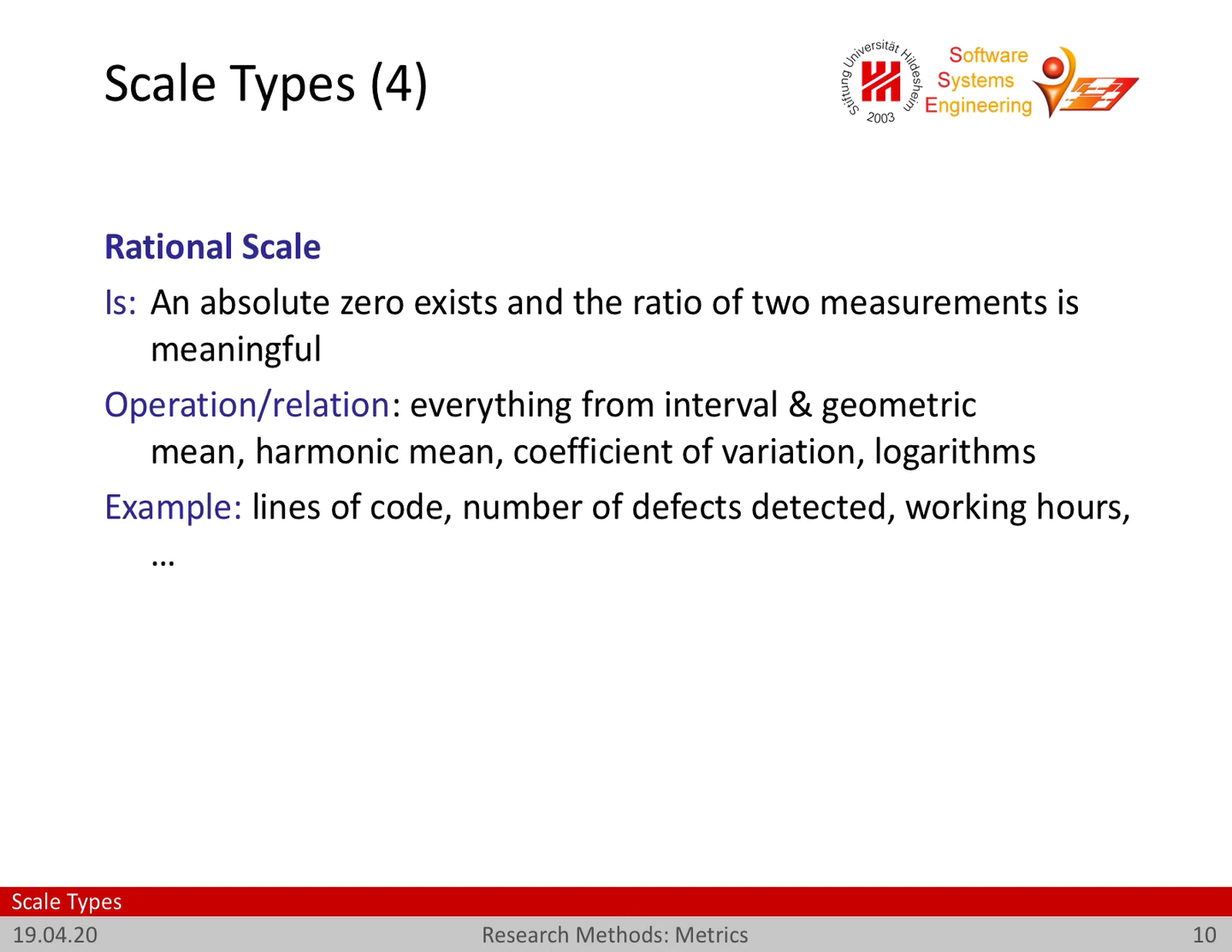The last scale we want to look at is the ratio scale. This is the most powerful scale of all four. In this case, an absolute zero exists, and the ratio of two measurements actually has a meaning in the domain we are talking about, meaning it's reality. So we could talk about something like half the temperature. And I will return to that in a moment, because half the temperature is not necessarily what you would expect it to be.